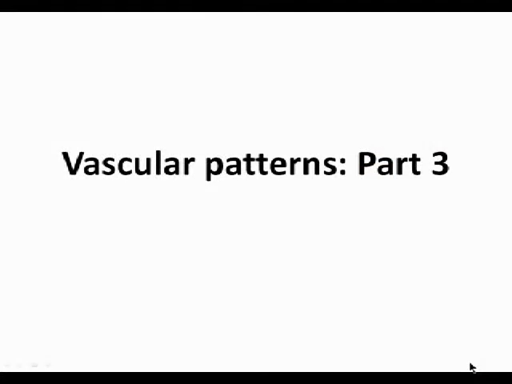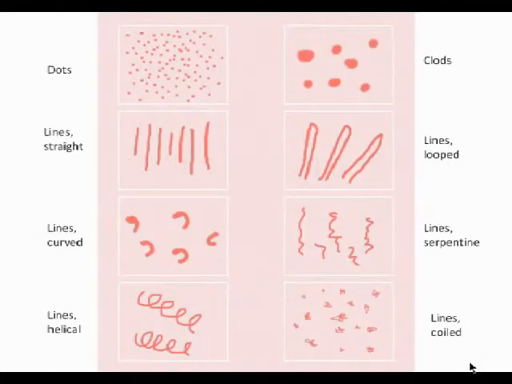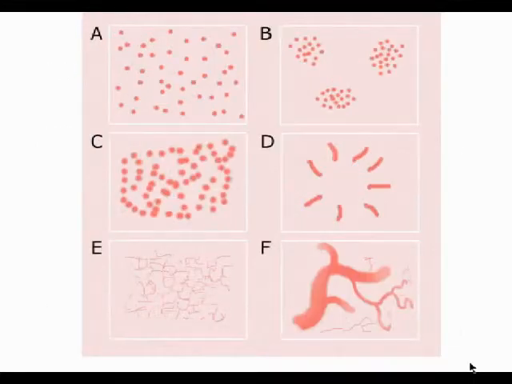Vascular patterns, part 3. We've already talked about vessel morphology. We talked about dotted vessels, clots, vessels as lines, and how these different types of vessels form different types of patterns. And we also talked about vessel arrangements within the patterns. And now we want to use vessel morphology and arrangements to come to specific diagnosis with dermatoscopy for unpigmented lesions. And here are some examples.